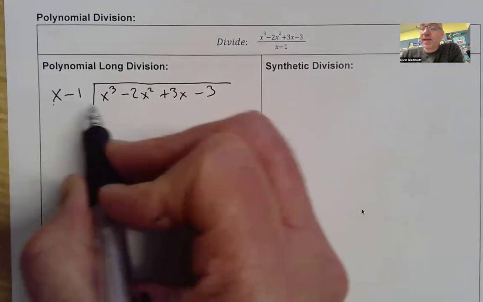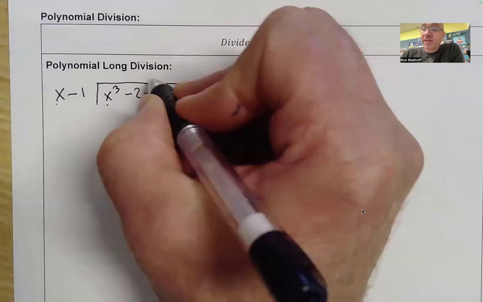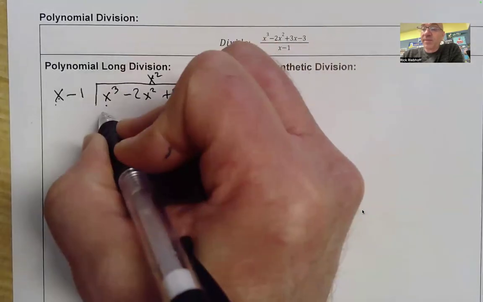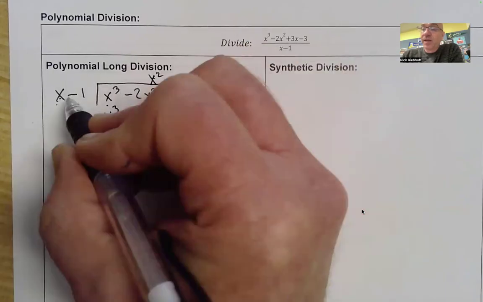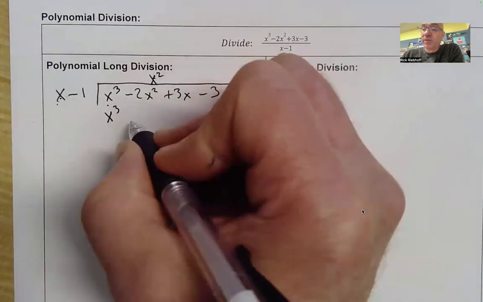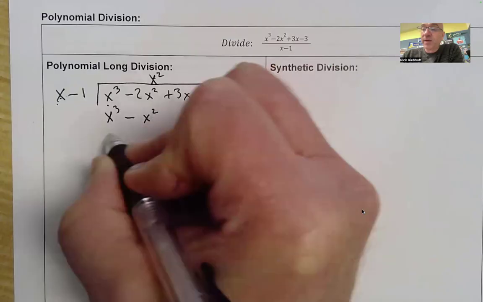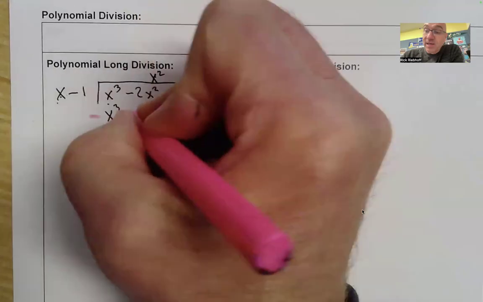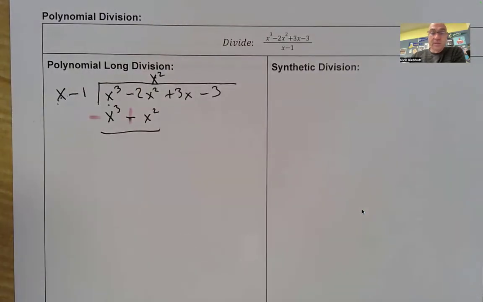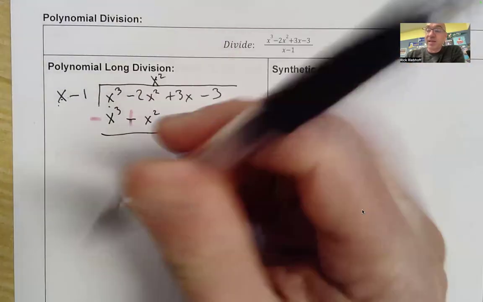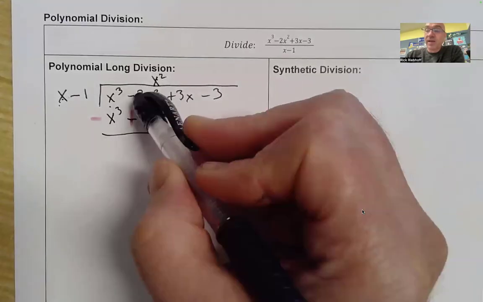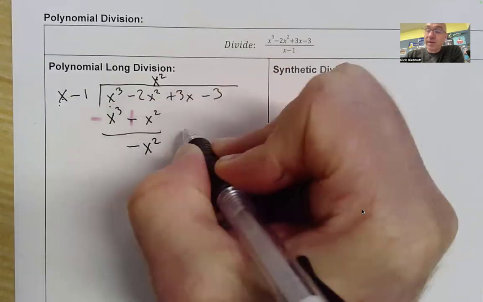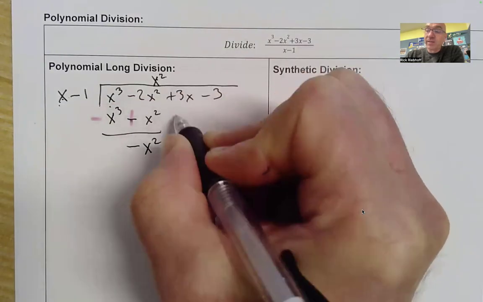All right. So what times x is x to the third? That's x squared. Now I multiply this times this. X times x squared is x cubed. Then I multiply x squared times minus 1, so that's minus x squared. Mr. Reboff's favorite thing to do: change the signs and then add straight down. Okay, so change both signs. Those get eliminated. Negative 2x squared plus x squared is negative 1x squared. Take the next one down, plus 3x.